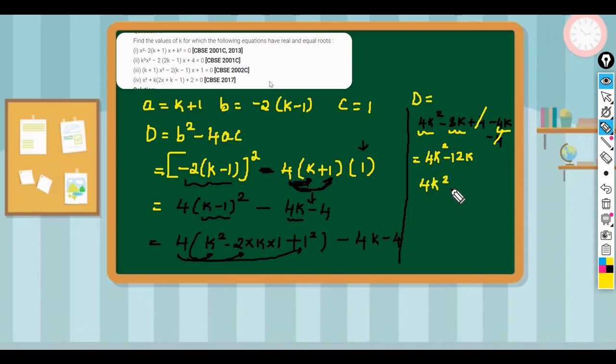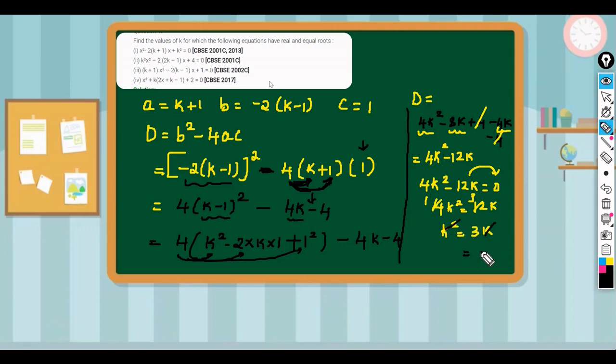Now you have to equate this to 0, because they have given you the condition that the roots are real and equal. 4k square minus 12k equal to 0. Throw this minus 12k to the right side. 4k square equal to 12k. Now you can cancel 4 and 12 here: 4 ones are 4, 4 threes are 12. So you got now k square here and on this side 3k.